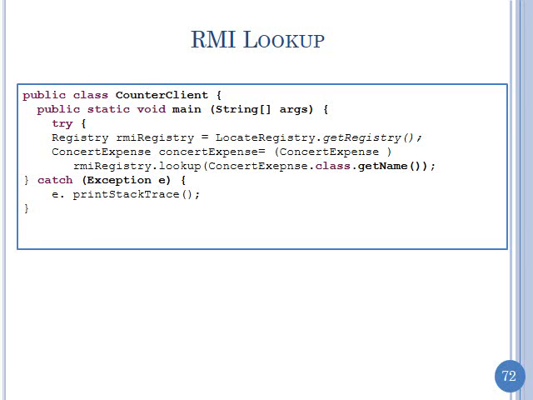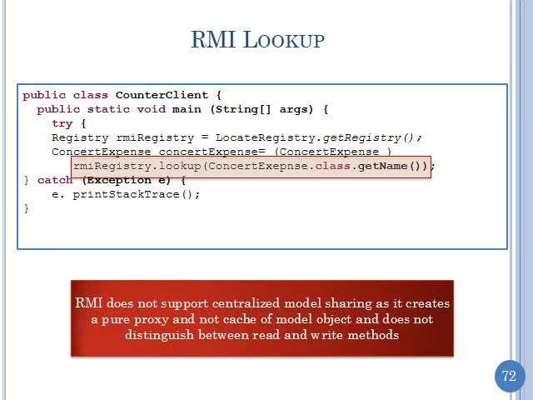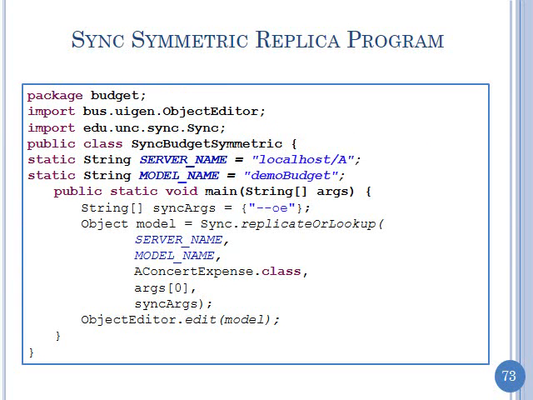So this is not a very foreign concept. This is what I'm saying here: it doesn't support the centralized model. It creates a pure proxy and doesn't distinguish between read and write methods. And here is some code from Sync, the system I just talked about. You see here that you have actually a method that says replicate or lookup. What would that mean? In the centralized case, I had register and lookup. In this case, I have replicate or lookup.